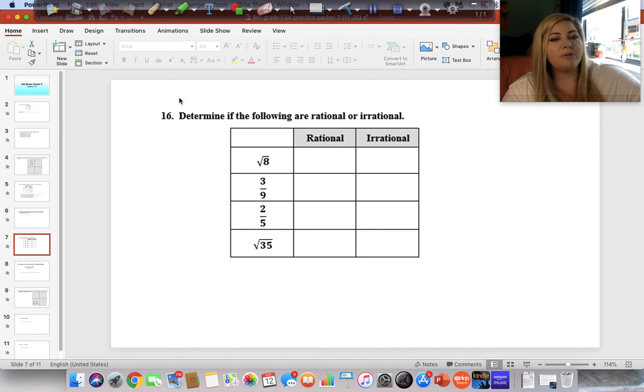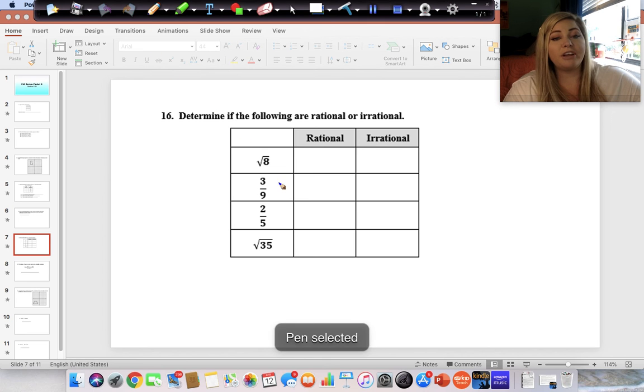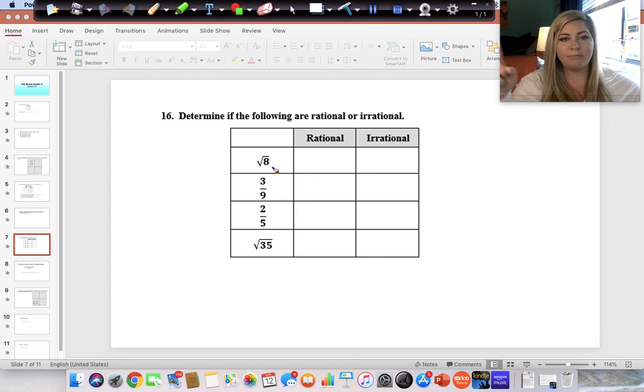Okay, it says determine if the following are rational or irrational. Remember, if it is not something that you know automatically off the top of your head, it is probably irrational. I do not know the square root of 8 off the top of my head, so that's going to be irrational. 3 over 9 is just 1/3. That is rational. 2/5 is rational. That is just a fraction. And the square root of 35, I don't know that off the top of my head either, so that is going to be irrational as well.